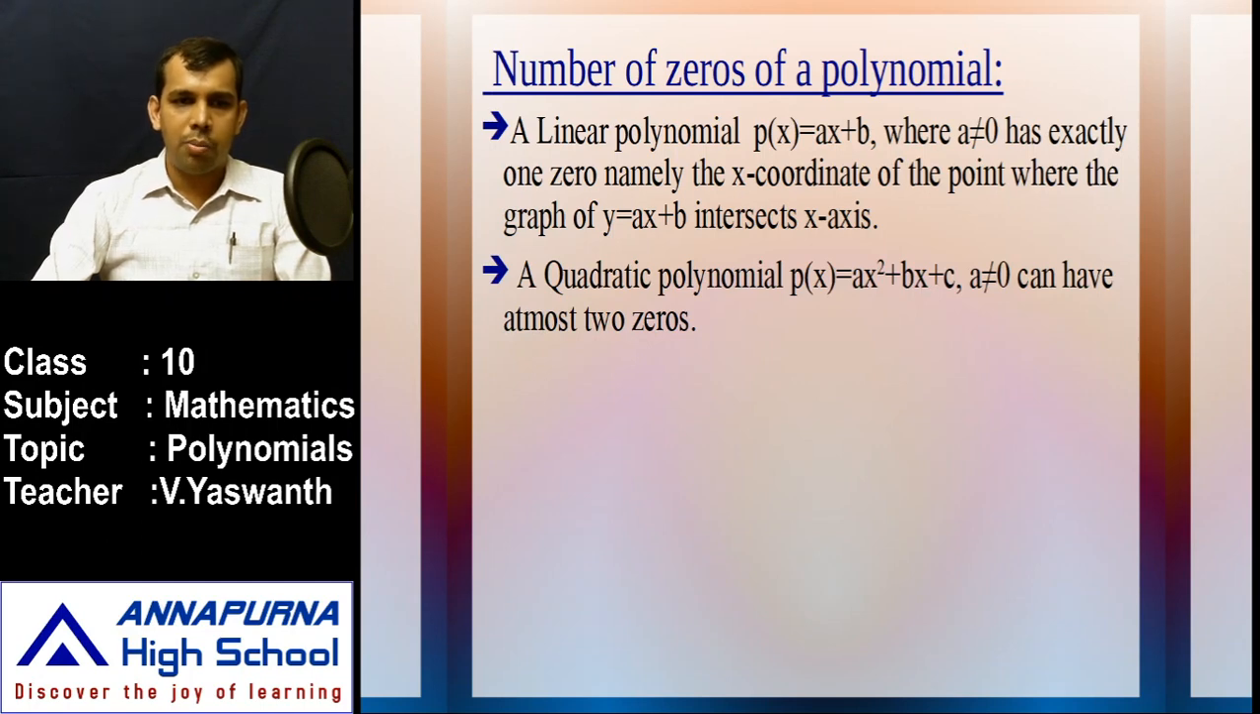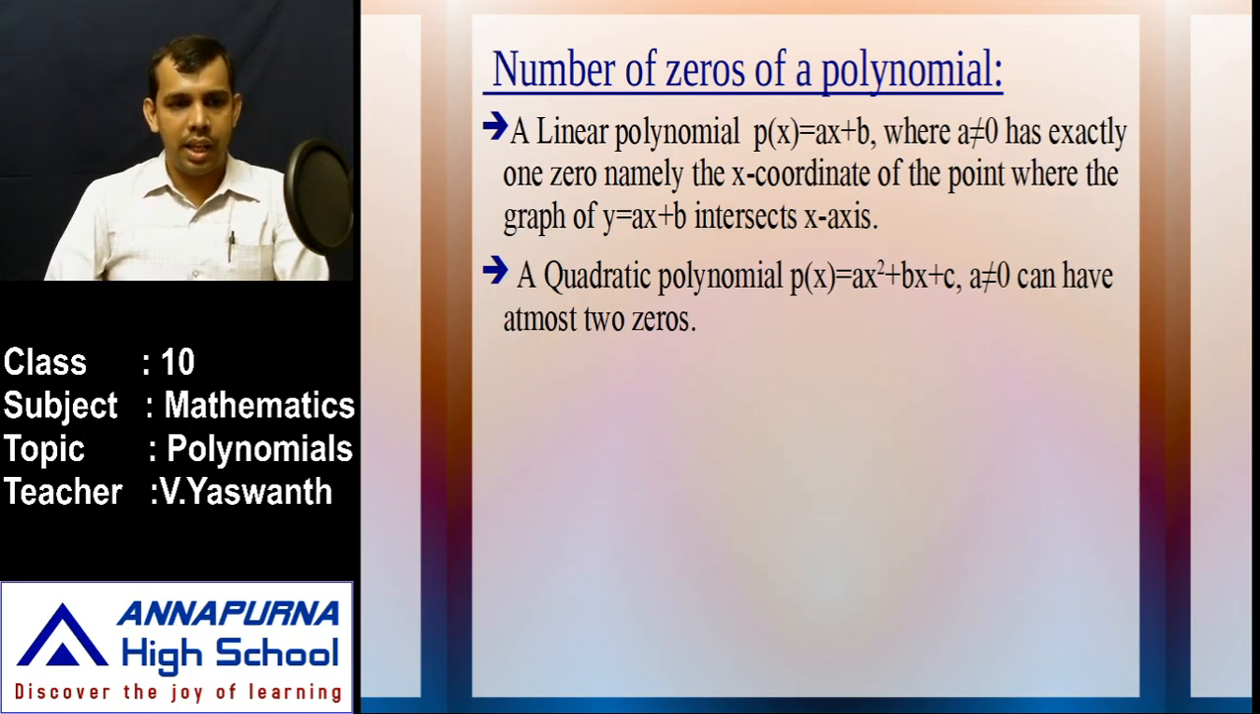Okay, and a quadratic polynomial p of x is equal to ax square plus bx plus c, a not equal to 0, can have at most 2 zeros. Here we observe at most, that means this quadratic polynomial has maximum 2 zero values. Sometimes we get 1 zero value, sometimes we get 0 zeros. That means some quadratic polynomials have no zero values, that means the parabola does not intersect the x-axis at any point.